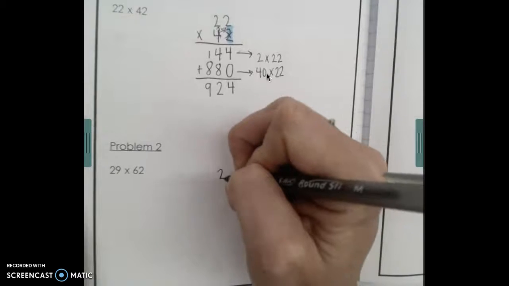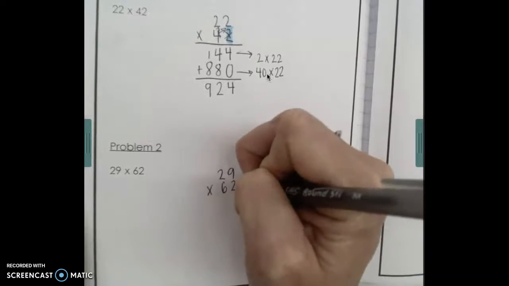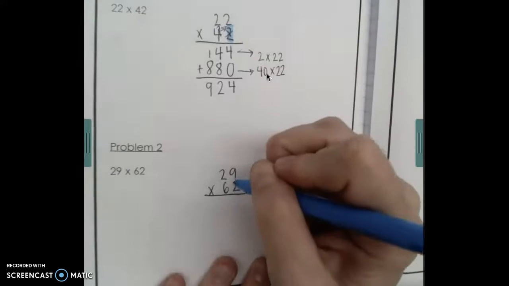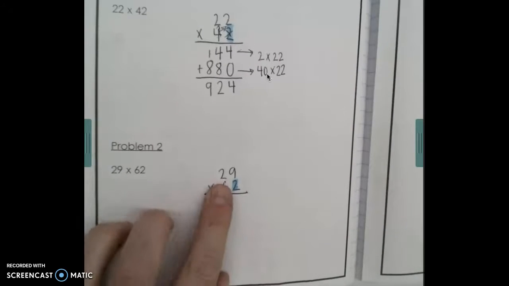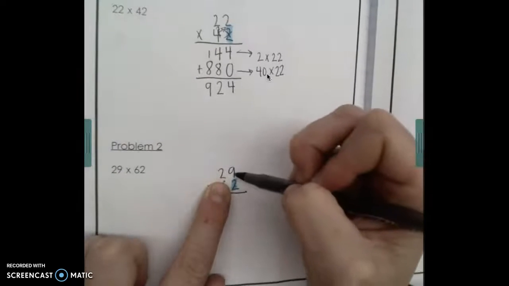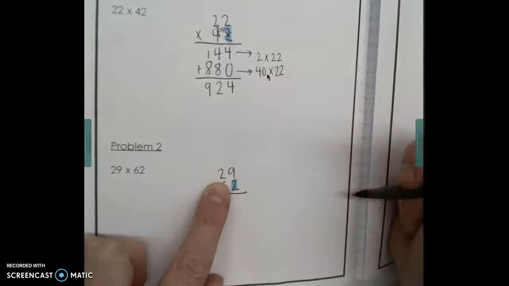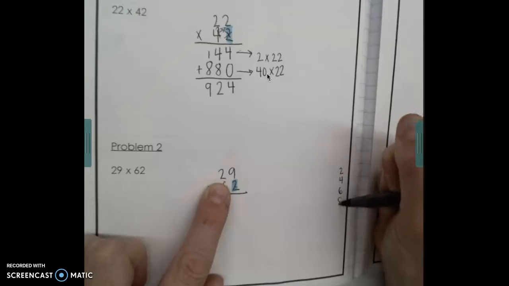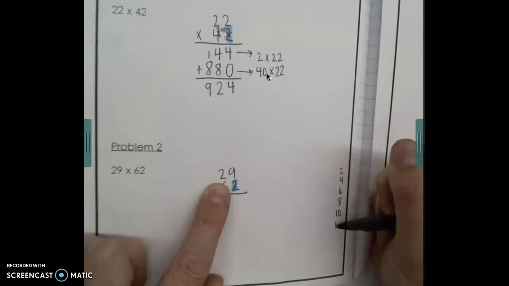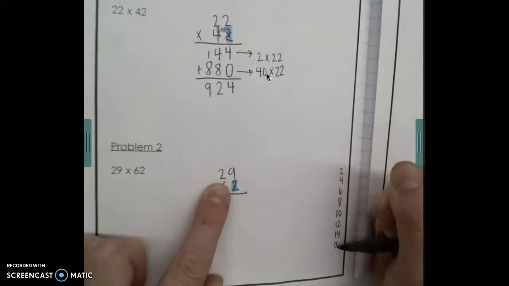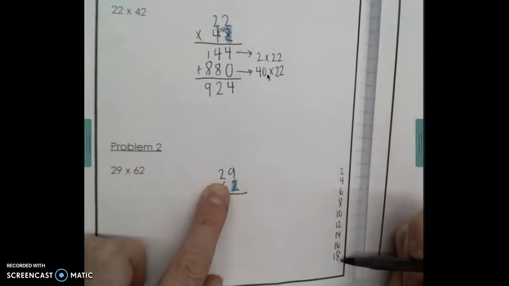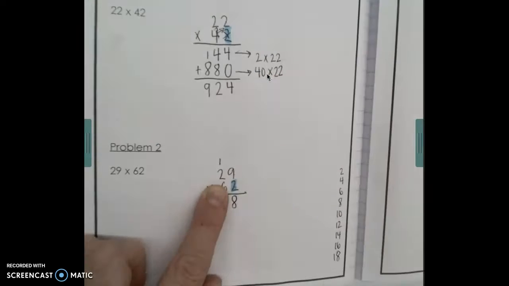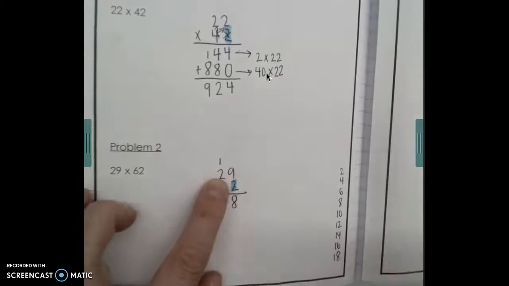Okay, so now we have 29 times 62, some bigger numbers, so we're going to have to do some regrouping on this one. Again, we're looking at our first number on the bottom, which is 2, and we're going to multiply it through. So 2 times 9. If you don't know, skip count down the side, right? 2, 4, 6, 8, 10, 12, 14, 16, 18. And that's all the way to 9. So I get 18. 1 goes on the top. My 8 goes down below. We're regrouping.